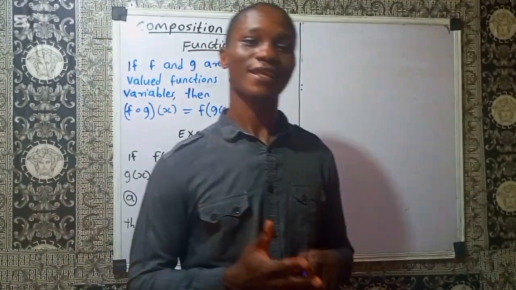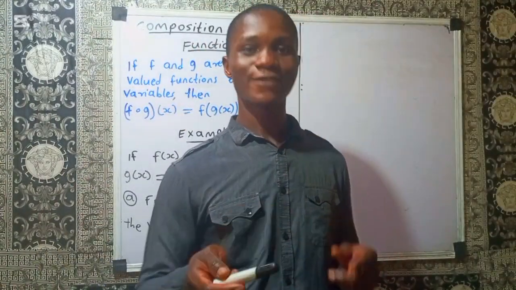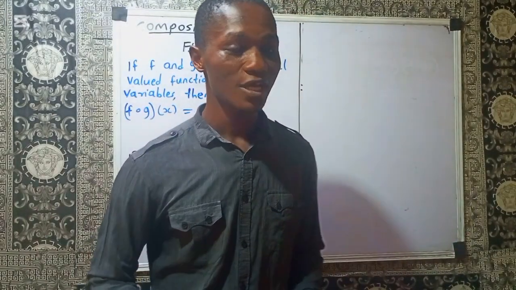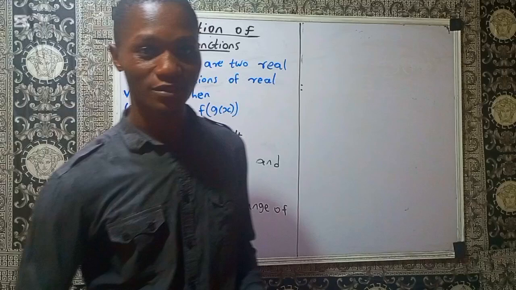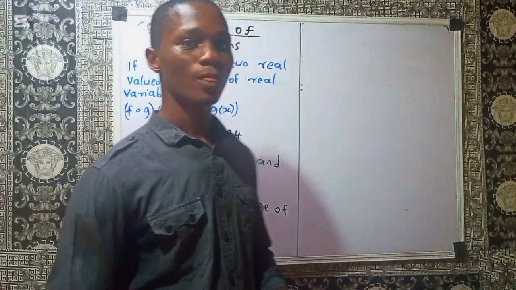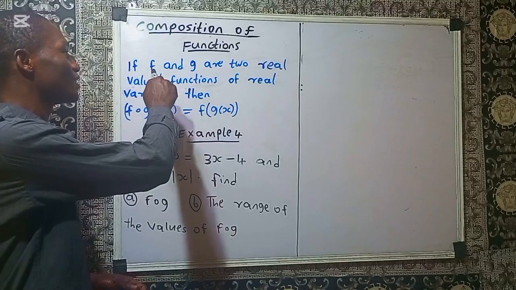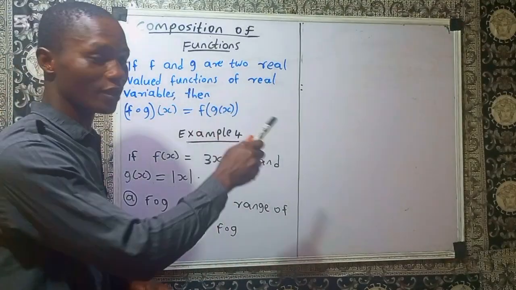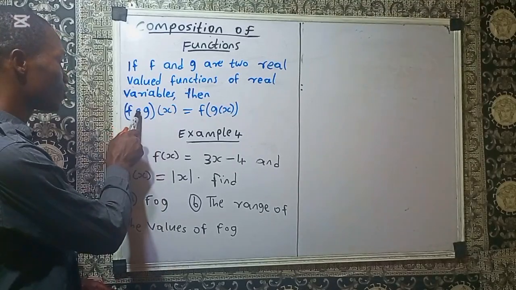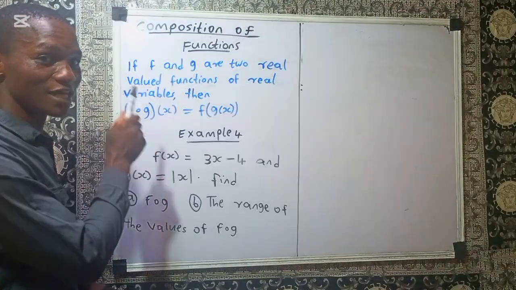This is mathematics class, and today we are here again to look at another important, interesting topic: composition of functions. We have actually introduced this topic in our previous classes, and we want to look at the fourth example. Assuming that you have two real valued functions of a real variable, f and g, you want to get f composition g. This f∘g is f composition g. That's how you read it.